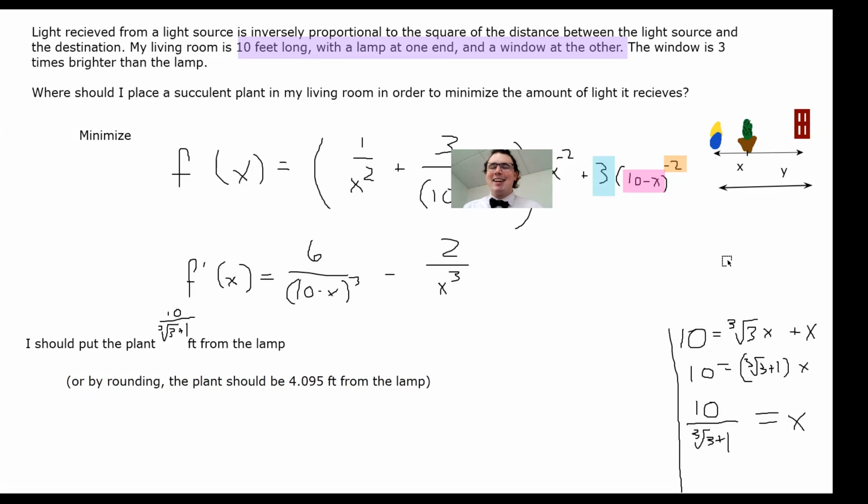That's it. So I have found the best place to put my plant in my room just based off of building an equation to measure what I want and then using calculus to find the minimum possible light that this plant can receive, or whatever else my function is designed to measure.